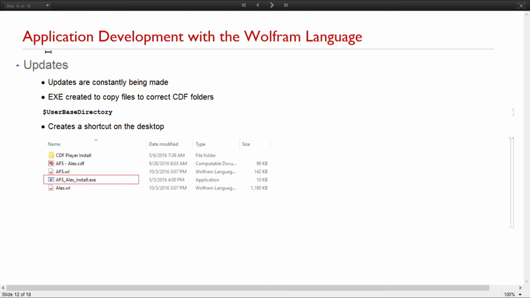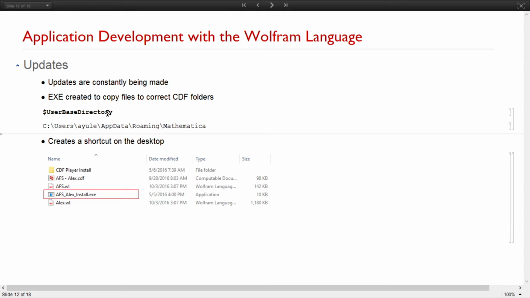Updates. When I first started working on ALEX, there were updates sometimes twice a week, and I always wanted to make sure that people had an easy way to get the latest version. So I have all the files associated with ALEX in one central spot, and then I wrote this little executable here, and that'll copy those files to the appropriate spot on their computer system under that same user base directory. And that way, when ALEX launches, it knows exactly where to go to look for those files, and it can load them in really easily.